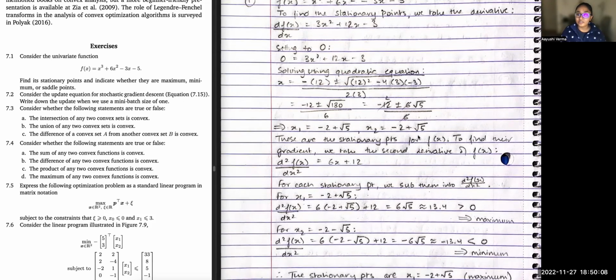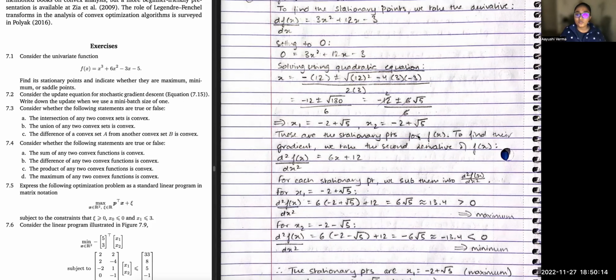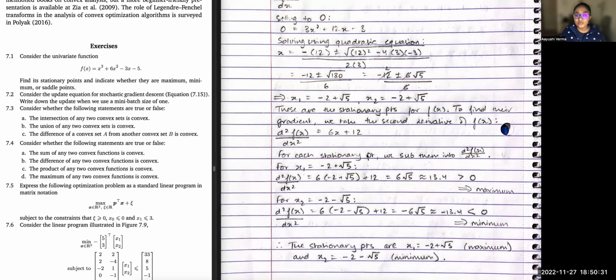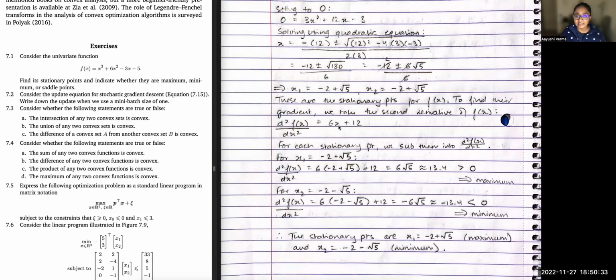Now we need to find the gradient, as in which direction these points are leaning towards. So we do that by finding the second derivative of the original function. So basically we take the derivative of 3x squared plus 12x minus 3, and we find the derivative as 6x plus 12. Now what we do is we sub in x equals x1 and x2.